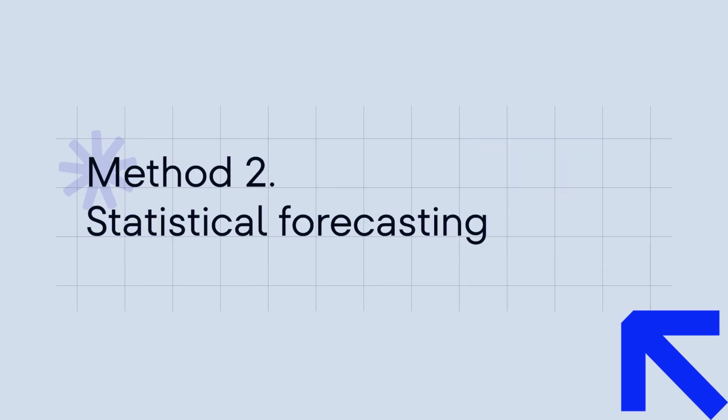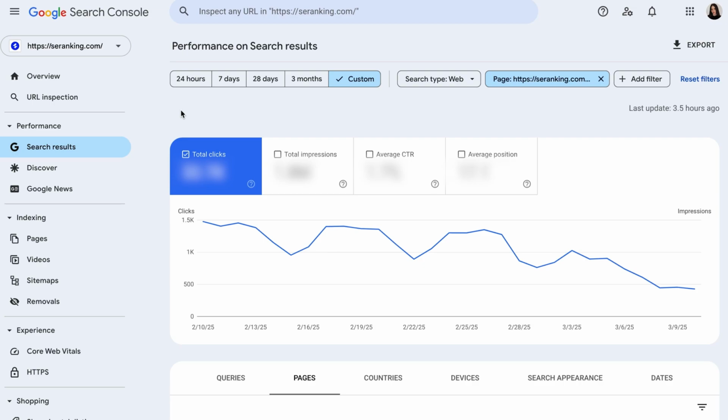Do you want a more data-driven approach? Statistical forecasting uses historical traffic trends to predict future performance, giving you a more reliable long-term outlook. To do this, you need to bear with me a little. Go to Google Search Console, navigate to Performance, and then Search Results. Choose a monthly time range, select your desired page, and export click data spanning the past 12 to 18 months.